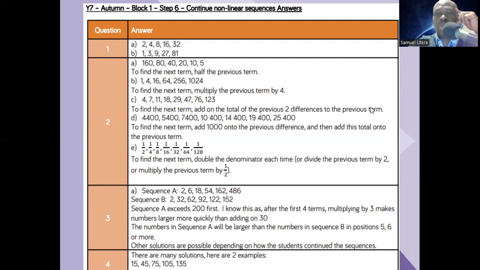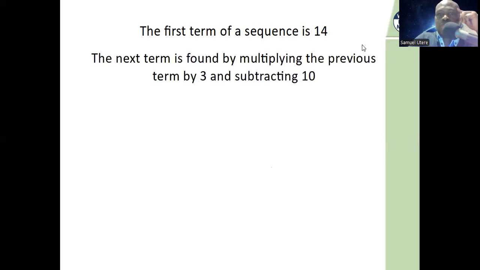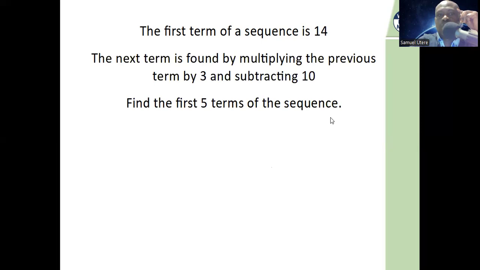Okay. Let's move on. The first term of a sequence is 14. So, let's build on what we know so far. Now, we're told that the next term is found by multiplying the previous term by 3 and subtracting 10, and we're told to find the first 5 terms of the sequence.